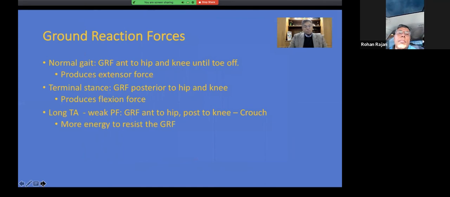So with ground reaction forces in a normal gait, the ground reaction force is anterior to the hip and anterior to the knee until toe off. This helps to produce an extensor force. In terminal stance, the ground reaction force is posterior to the hip and knee and produces a flexion force. However, if your tendo Achilles is excessively long in a crouch gait, then you have weak plantar flexion. The ground reaction force tends to be anterior to the hip and posterior to the knee, resulting in this crouch gait, and therefore you expend more energy to resist the ground reaction force.